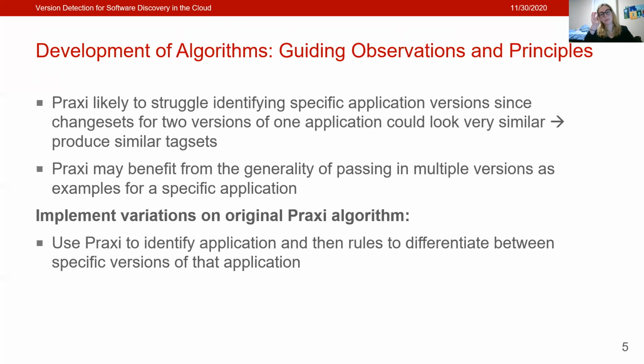From these observations, we decided to implement variations of the original Praxi algorithm that use Praxi to identify a change set's application, and then employ file path-based rules to differentiate between specific versions of that application.